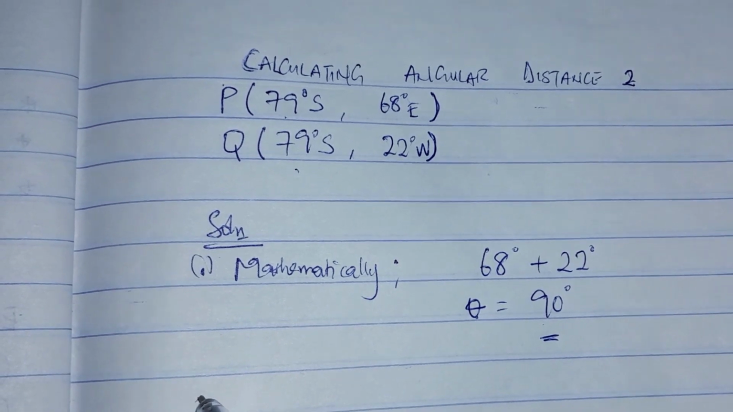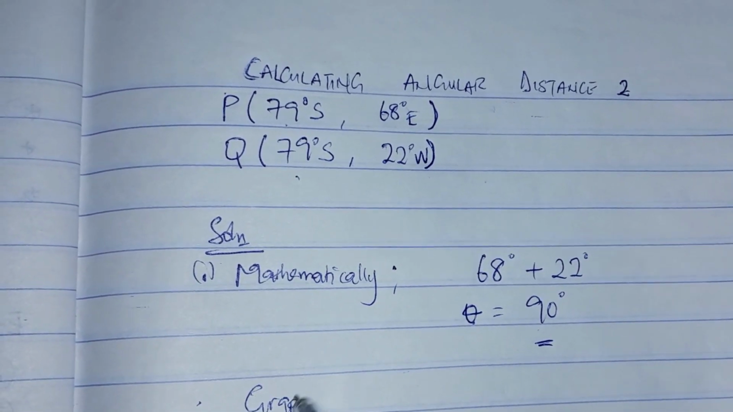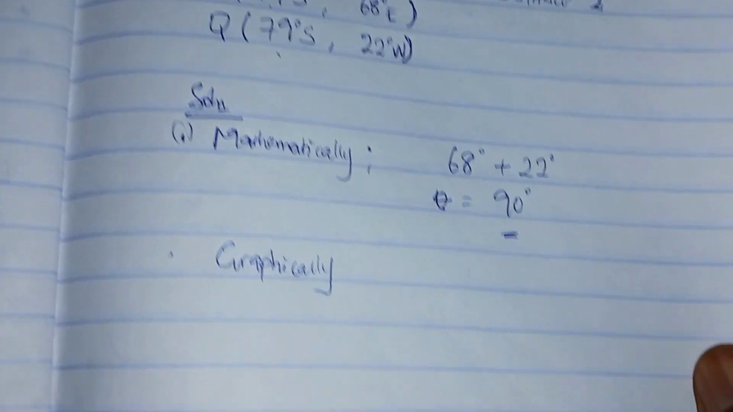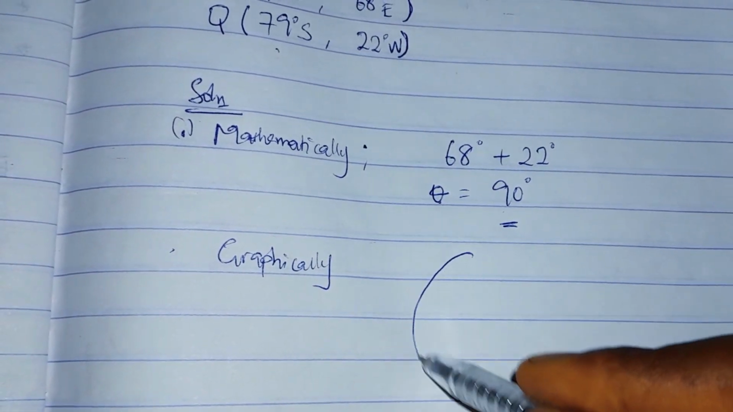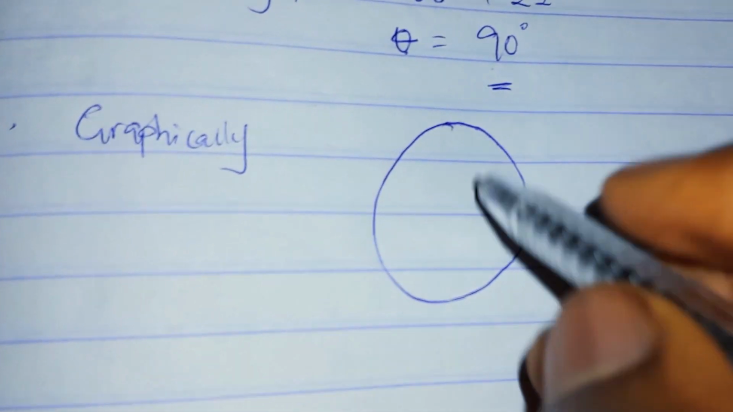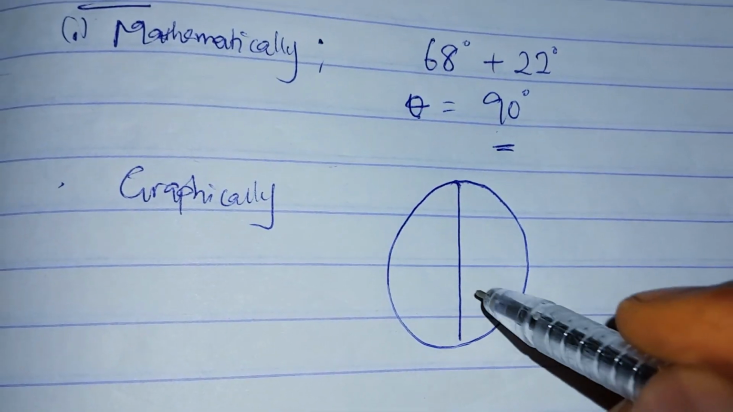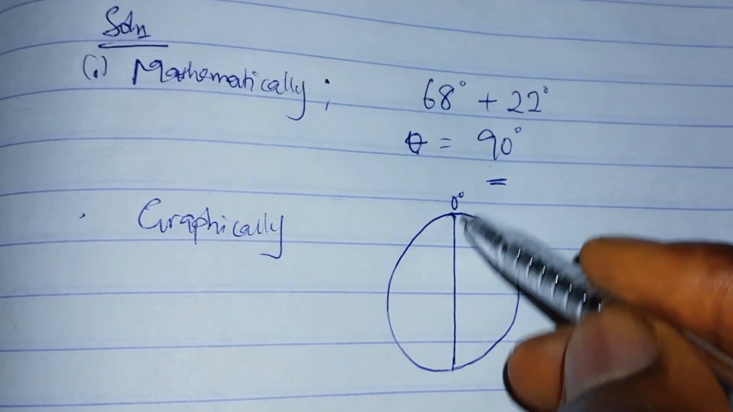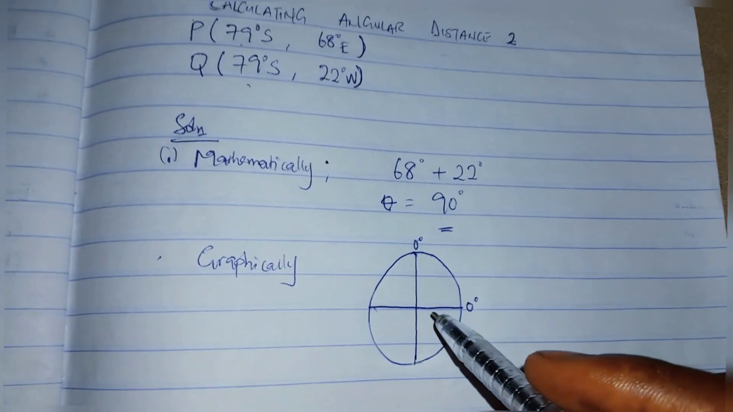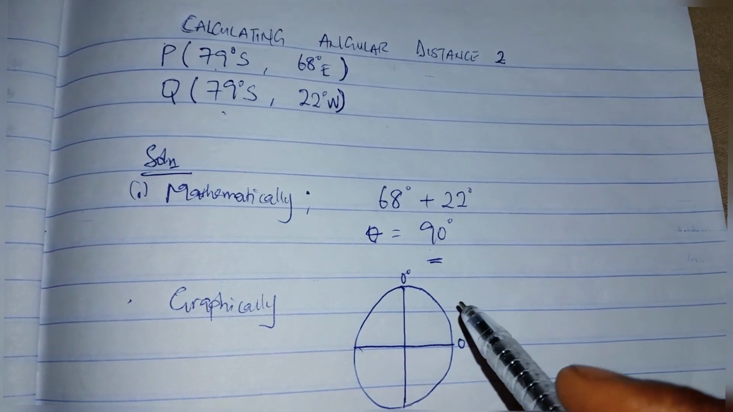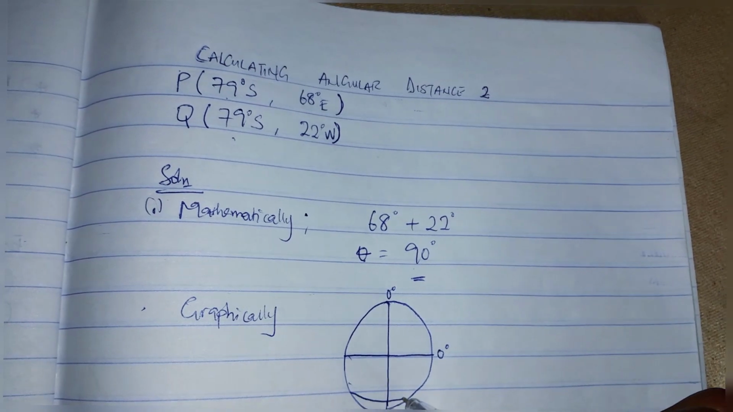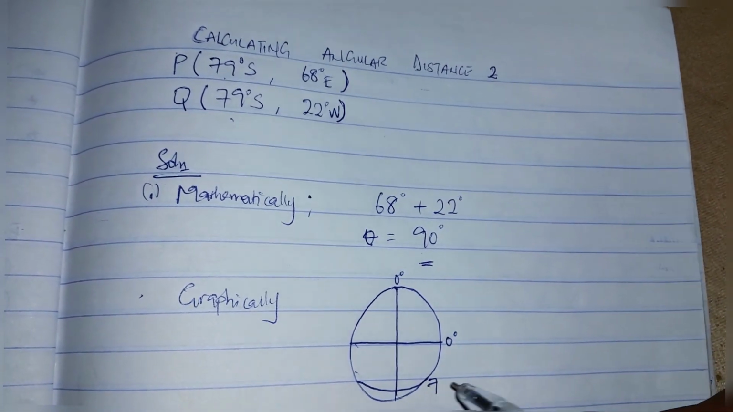So then graphically, how does it play out to be? Now, graphically, I'm going to have my sphere like so. In this case, this is my GMT, 0 degrees, and my equator, 0 degrees. Now, remember, P is 79 degrees south. This is south. 79 degrees is very close to this guy here. So let's assume this is where it is.